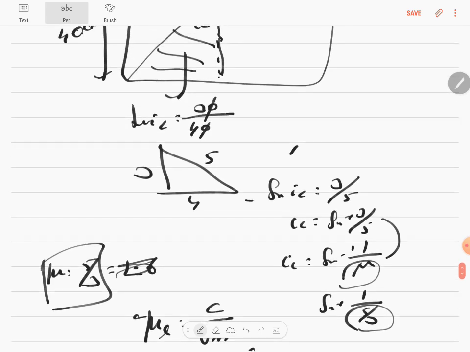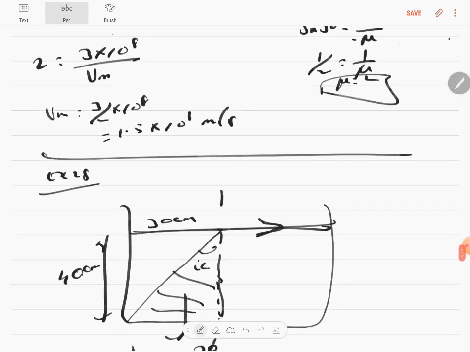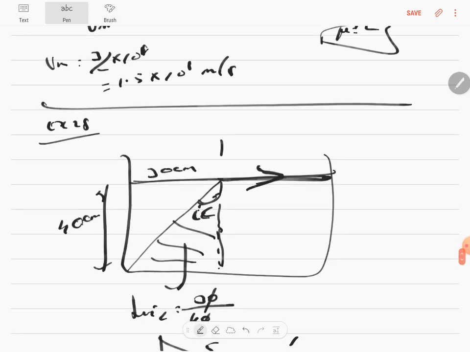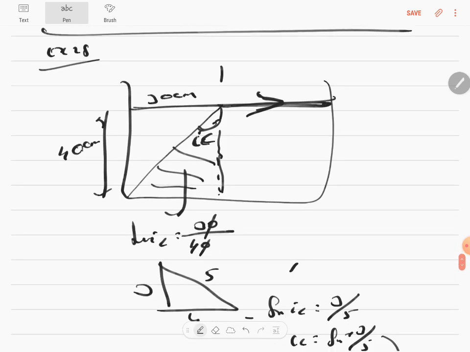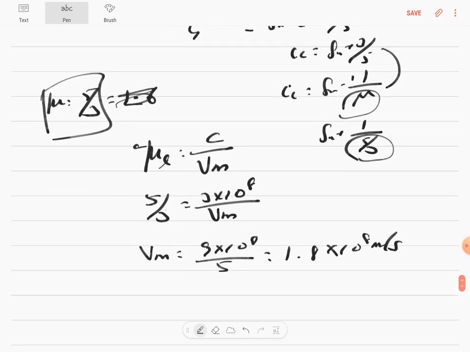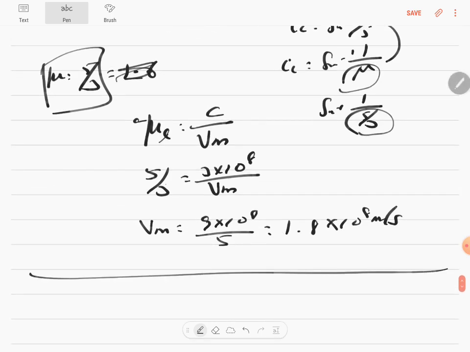Very, very beautiful sum. This diagram will be given, from which you know if it's grazing through the surface, it means this has to be critical angle. And to find the critical angle, you have opposite and adjacent. So you can find tan IC, from which you can find sine IC, from which you can find mu, and then from mu you can find the velocity of light in the medium. So let's go to the next question.